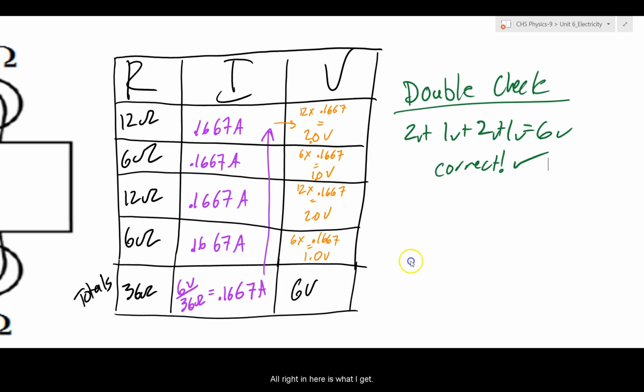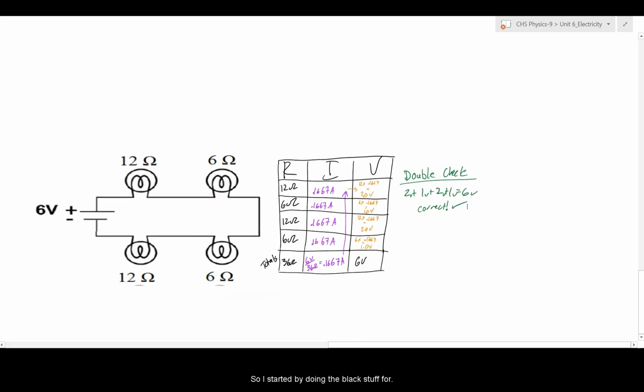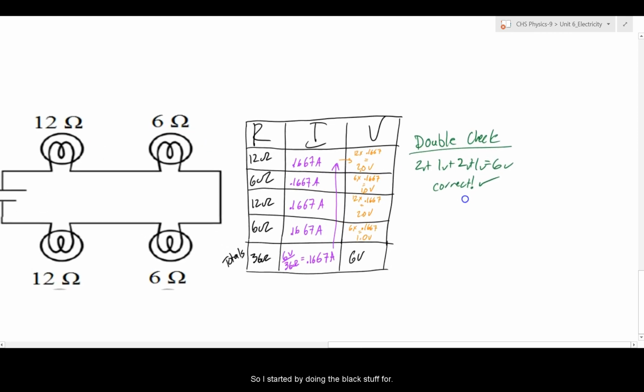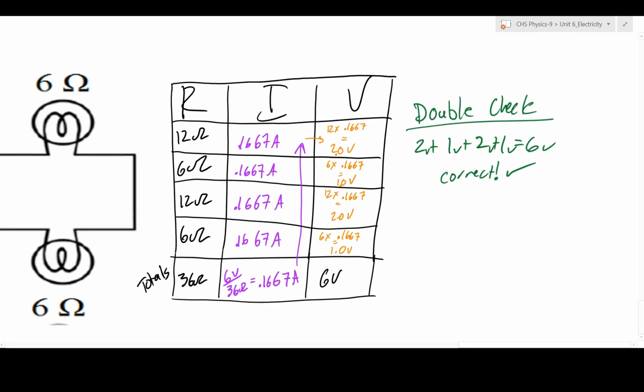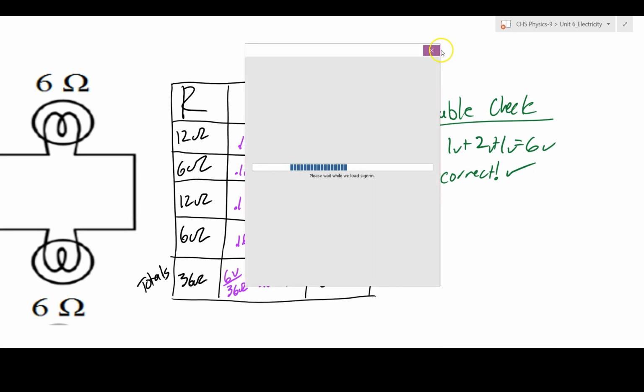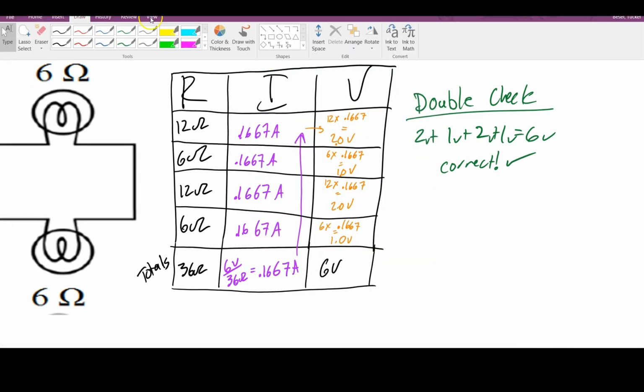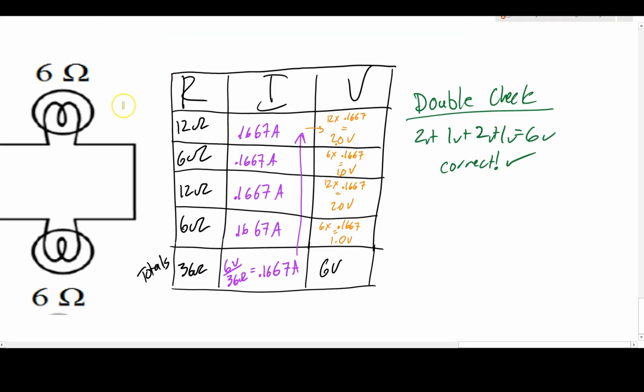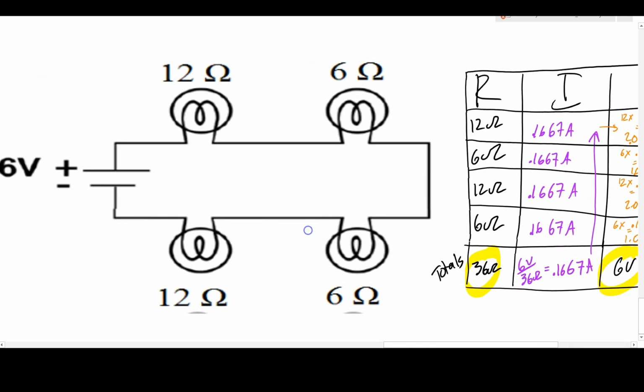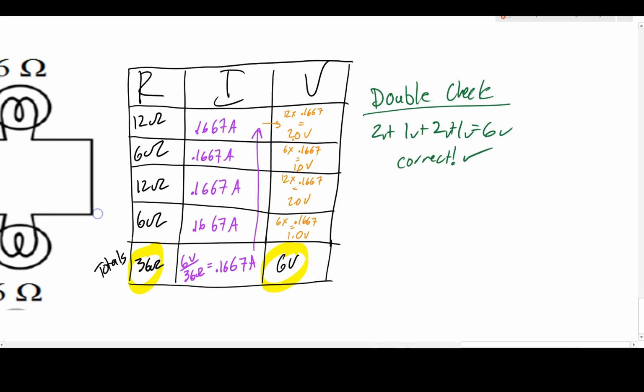Alright, and here is what I get. So I started by doing the black stuff first. Let's get my highlighter. That's what I was doing. So, I put in my 12, 6, 12, 6. It's okay if you don't have them in the same order. And I added those together and I got 36 because it's series, and so I just add them together. And then the voltage was given to me, 6 volts, 6 volts.